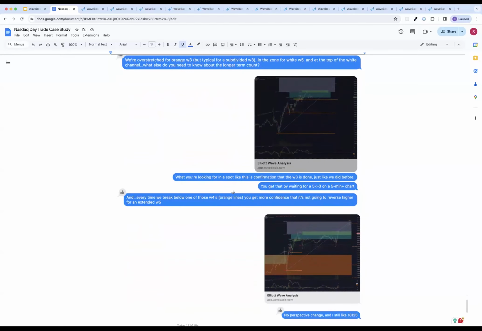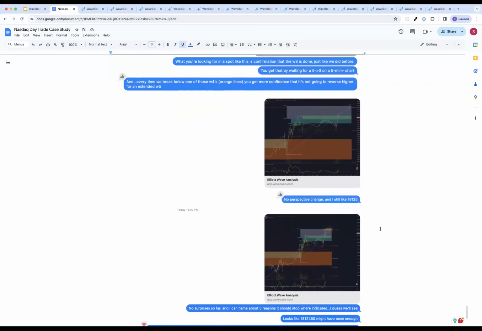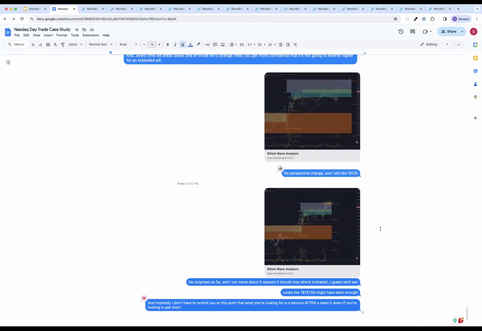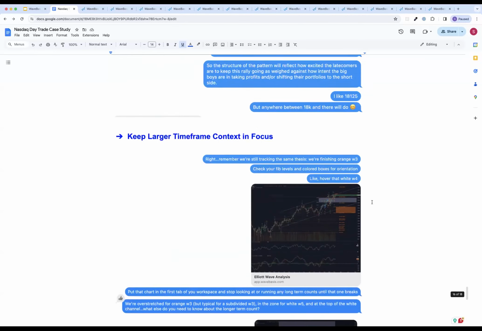So again, what we're looking for, just like before, we're looking for confirmation that the wave 3 is done. You get that by waiting for 5 down, three-wave bounce on a 5+ minute chart. And again, this is into yesterday. Was sort of tracking this down to the minute.